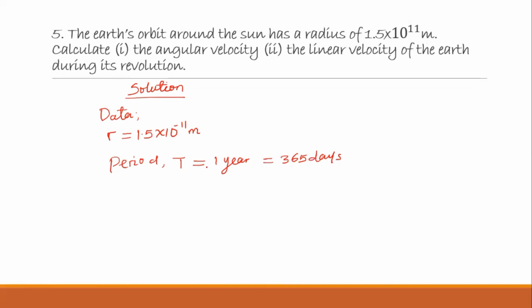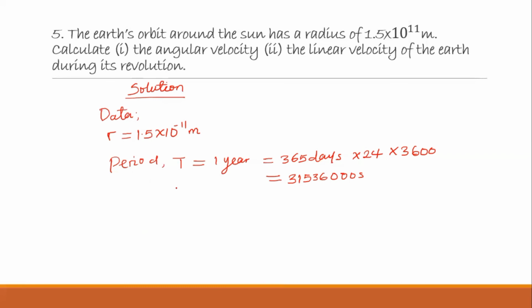So I have to convert the whole of this into seconds. And to do that, to convert days into hours, I'll multiply it by what? By 24. Then to convert hours to seconds, that is multiplied by 3,600. So I'll multiply the whole of this together to convert a year into seconds. That will give me 31,536,000 seconds. So I have my period.